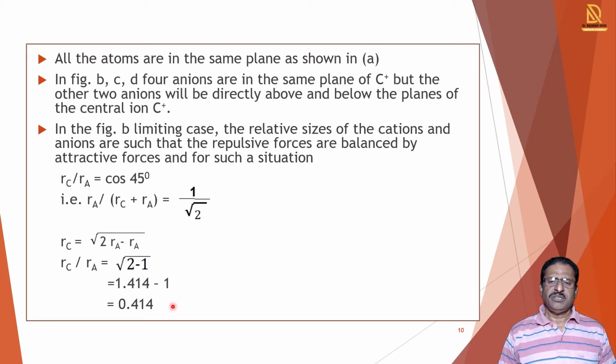In the case of C and D, this is not suitable, and so B is the stable structure, or the stable arrangement, and C and D are not stable arrangements.